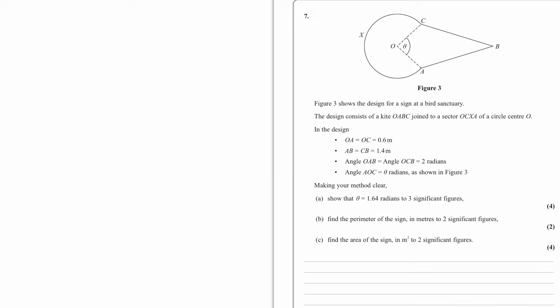Okay, so let's start by putting some values on. So OA and OC are both 0.6. AB and CB are 1.4. Angle OAB, so that's going to be 2 radians, both of those. And then we've got the theta already shown for us.